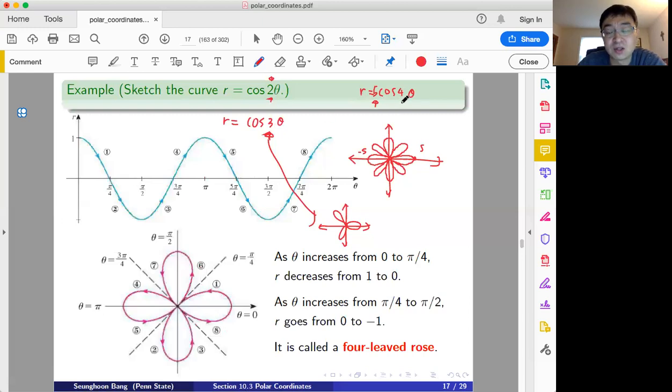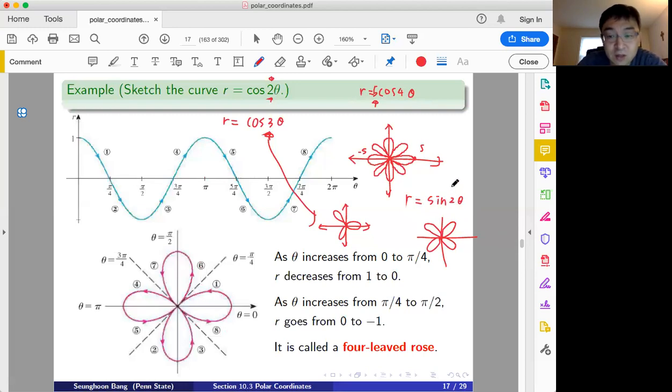What happens to the sine function? Same. The only difference is a little bit of tilt. So one example is r equals sine 2 theta. What is the graph like? The graph is like this one. This is sine 2 theta. This is the only difference. R equals sine 2 theta.